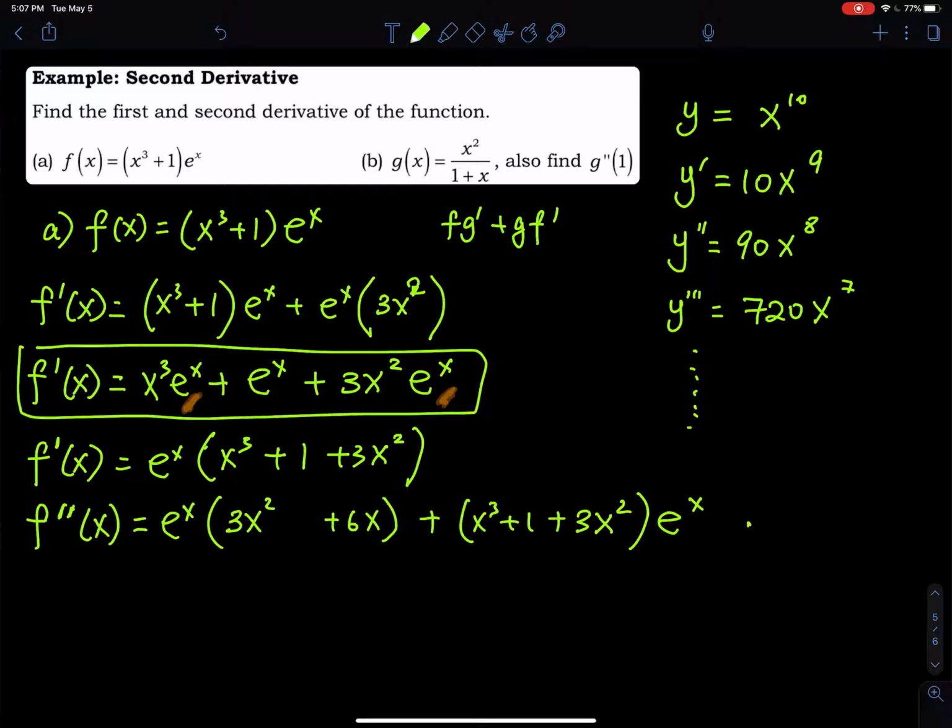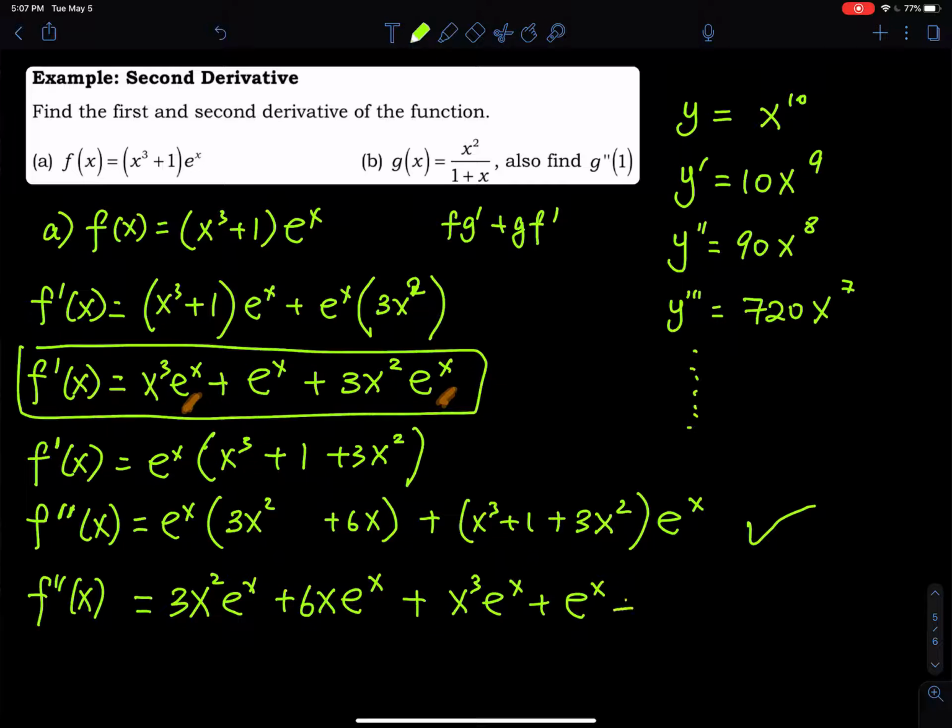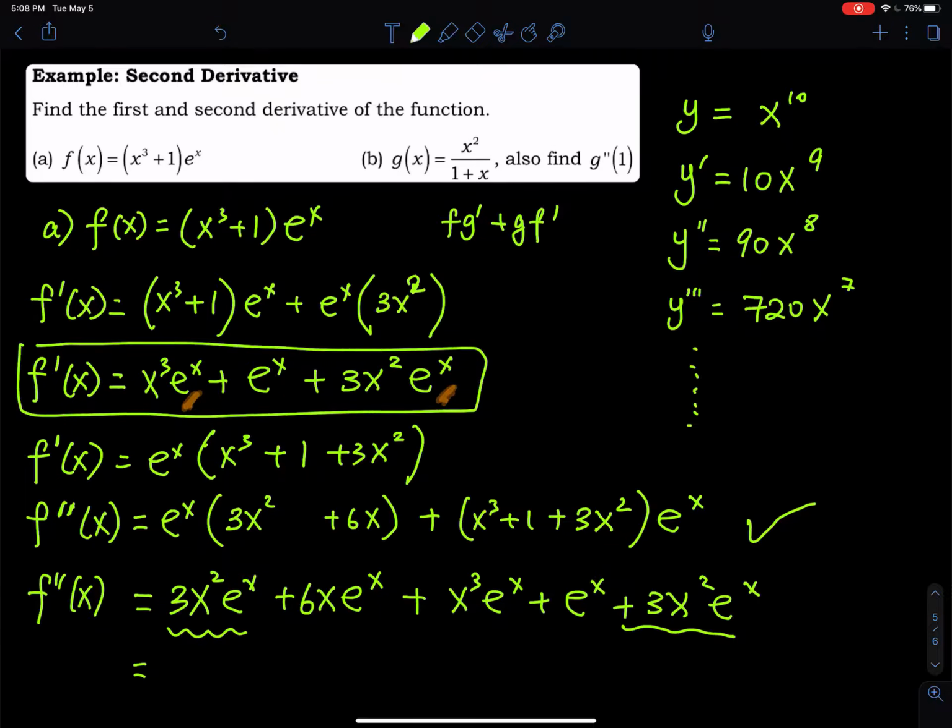To me, this is a perfect final answer, but the book wants you to go all the way to the end. Alright, we follow the book, so that is 3x squared e to the x plus 6x e to the x plus x to the third e to the x plus e to the x, and then plus 3x squared e to the x. Looks like we can simplify these two, right? And then that will be a 6, but you still have an e to the x.